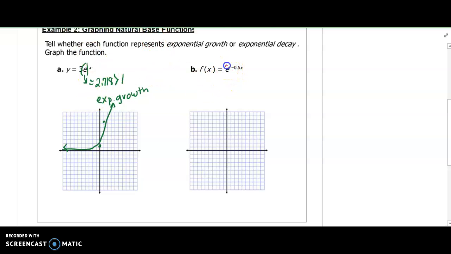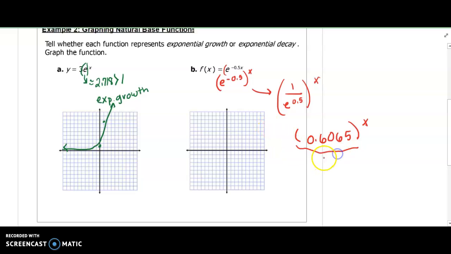Okay, so it's e to the negative 0.5x. I'm going to rewrite this as e to the negative 0.5, to the x. Which is just 1 over e to the 0.5, to the x. And if I put 1 over e to the 0.5 in my calculator, I get roughly 0.6065 to the x.